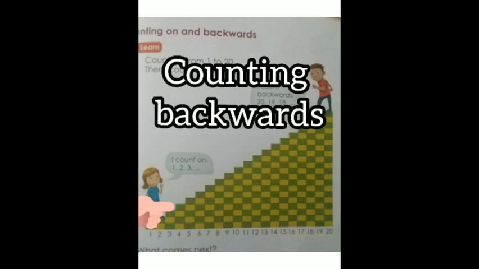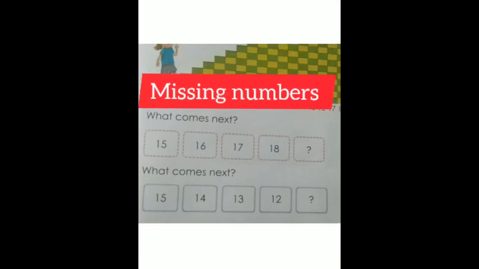20, 19, 18, 17, 16, 15, 14, 13, 12, 11, 10, 9, 8, 7, 6, 5, 4, 3, 2, 1. These are counting backwards from 20 to 1. Missing numbers. What comes next? Which means whatever the number is given, we have to find the number after the last number, or where the question is given, we have to find it.